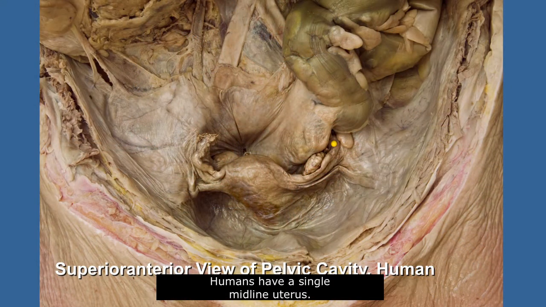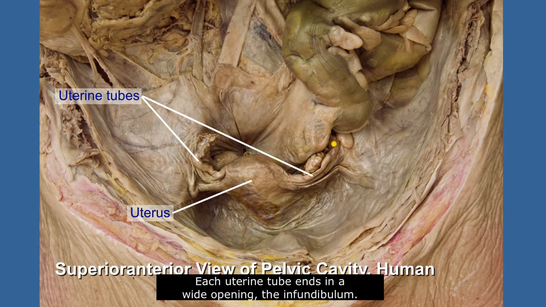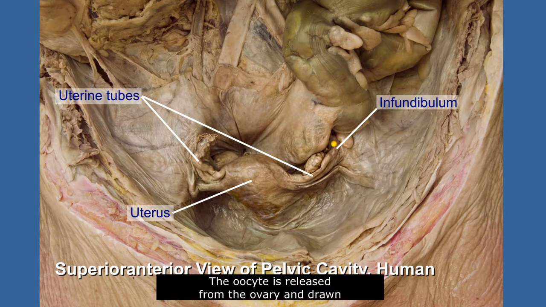Humans have a single midline uterus. The uterine tubes extend laterally from the uterus. Each uterine tube ends in a wide opening, the infundibulum. The oocyte is released from the ovary and drawn into the uterine tube.